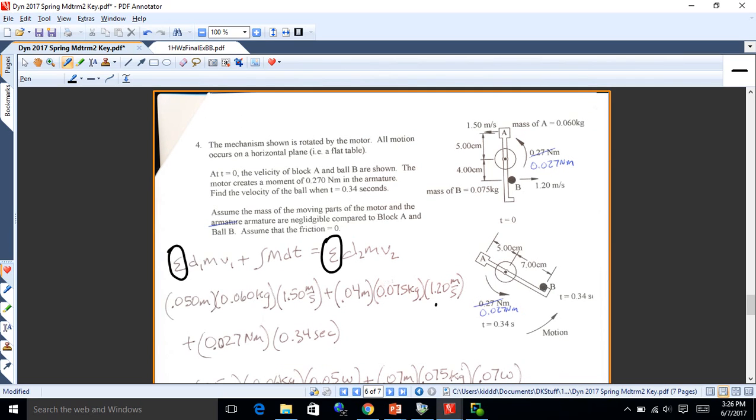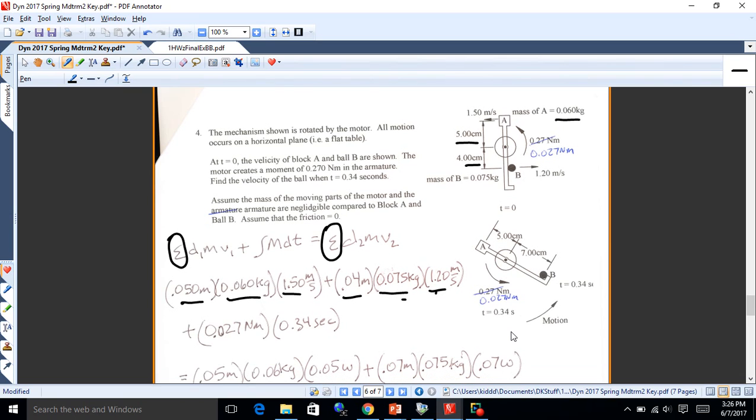Okay, so what you do first is you take D, which is 0.5, times the mass of A, 0.06, times its velocity, 1.5. And then take B, which is 0.04. Its mass is 0.075, and its velocity is 1.2. So that's the starting angular momentum. They're both positive because it's going counterclockwise, so that's the positive sign on that.